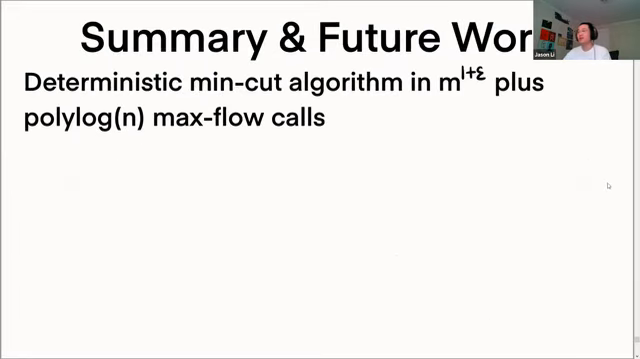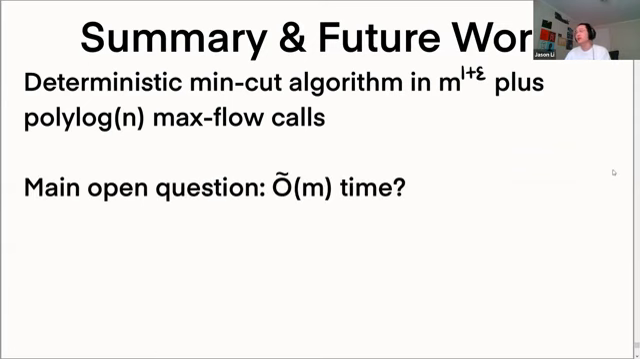The summary is, again, we showed a deterministic min cut algorithm that runs in roughly near linear time, plus a polylogarithmic number of calls to s-t max flow. And the main open problem is, can we achieve near linear time regardless of how long max flow calls take? So can we compute deterministic min cut in near linear time?